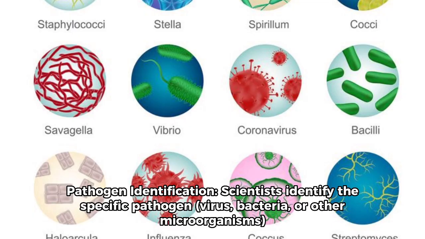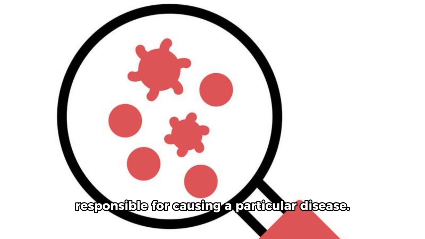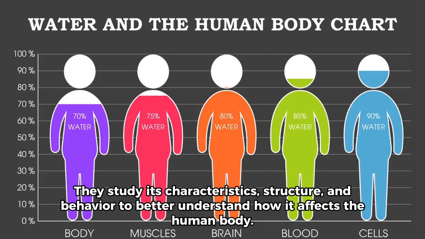1. Pathogen identification. Scientists identify the specific pathogen, virus, bacteria, or other microorganisms responsible for causing a particular disease. They study its characteristics, structure, and behavior to better understand how it affects the human body.